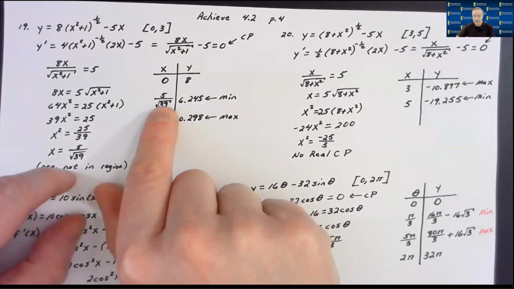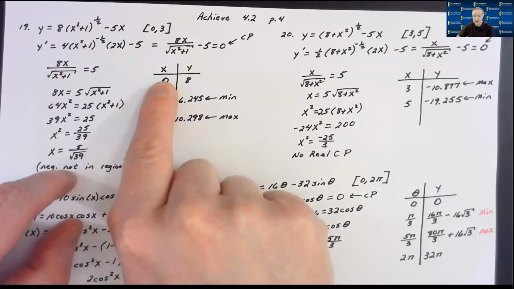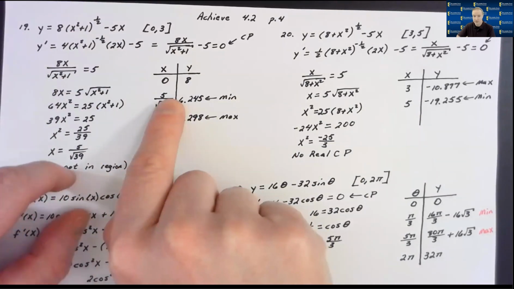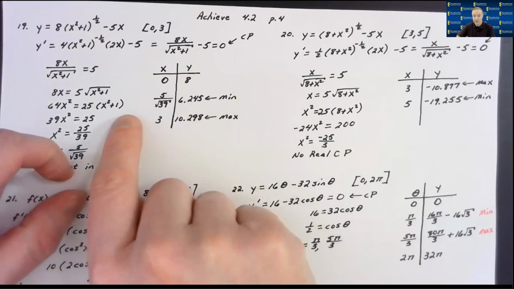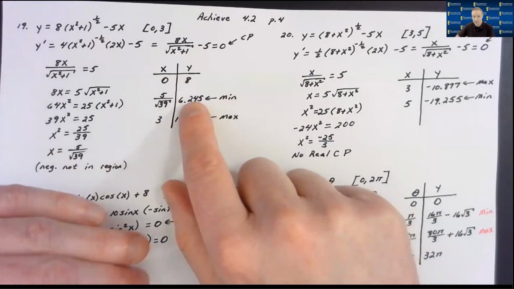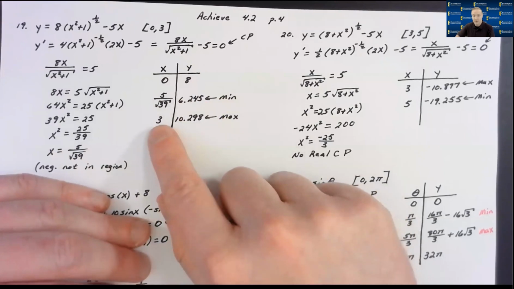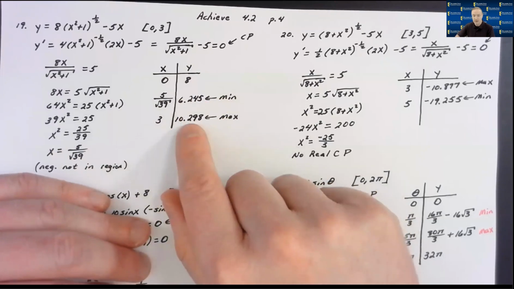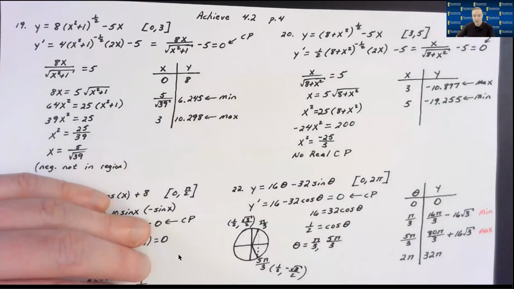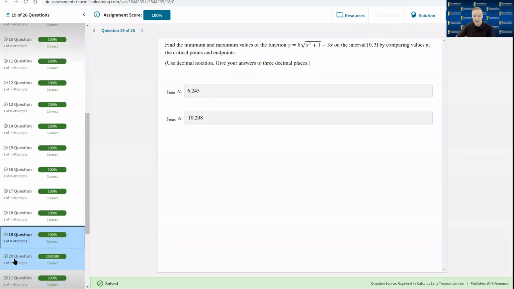And now I just evaluated that original function at each of these x values, the 2 endpoints and my critical point. And you can see that the lowest value out of these 3 y values I got was the 6.245, and Achieve wanted this answer rounded to 3 decimal places. And the highest value occurred at the last point, and that was a y value of 10.298. And so now you can see that those are the 2 values I entered in on Achieve, and everything went fine.